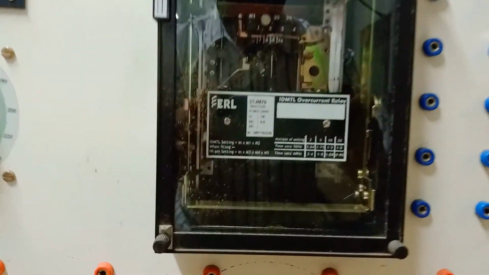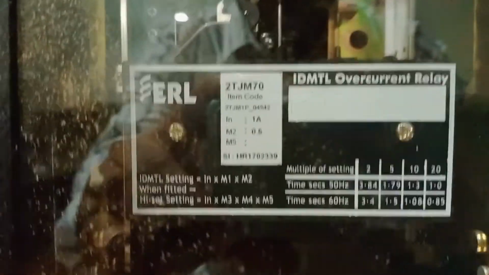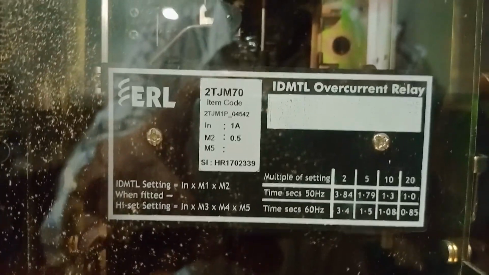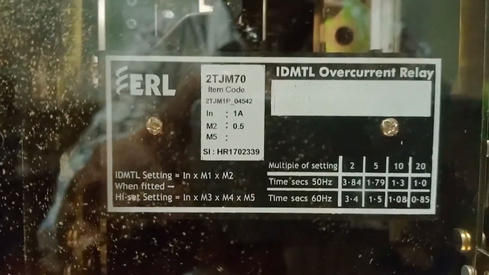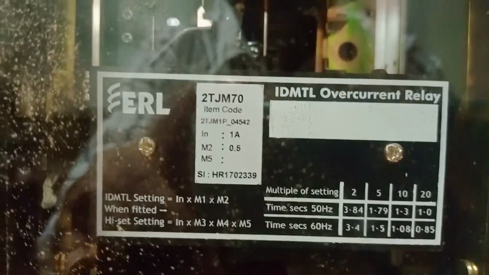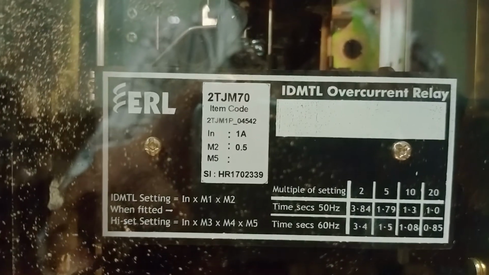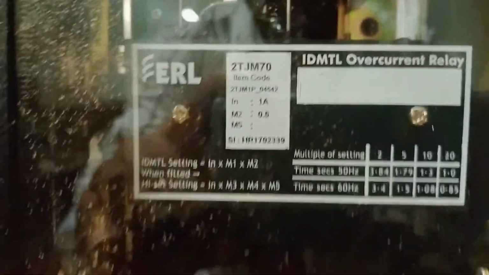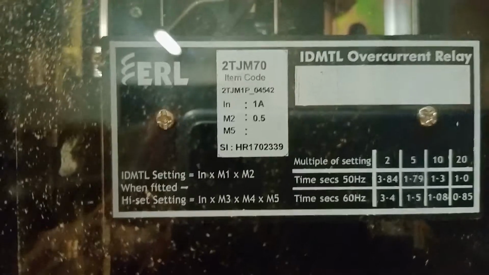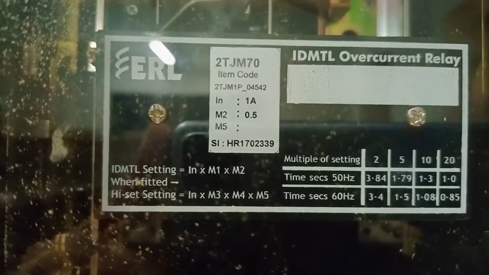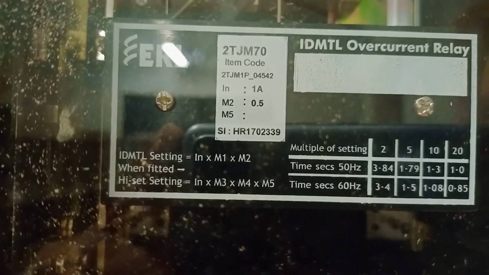We will see the nameplate details. On the nameplate details, we can see the make is there, that ERL means Eason Rayrolls. Model is 2TJM70. Nominal current rating, that is, it's a 1 amp relay, and some constant values are given which are used for calculating the fault current setting value. You can see it is mentioned as IDMTL relay. IDMTL stands for inverse definite minimum time lag.